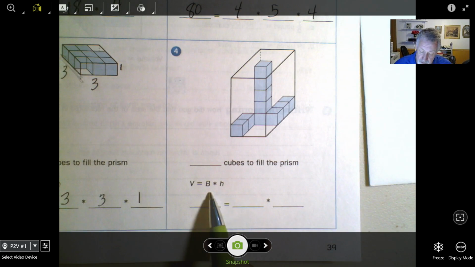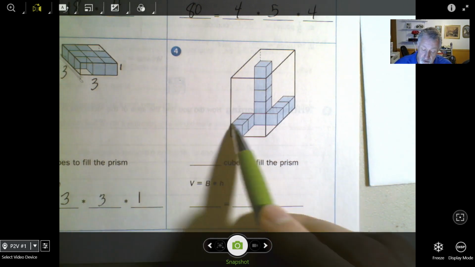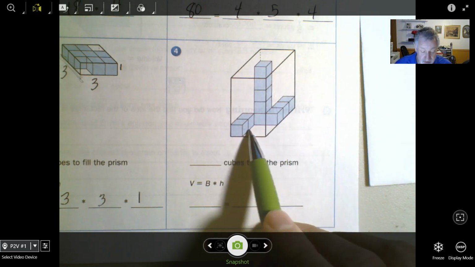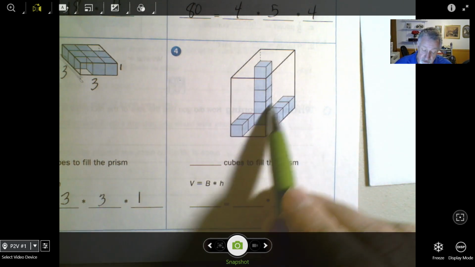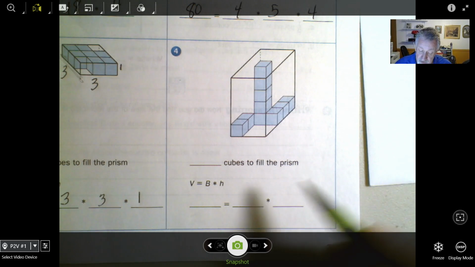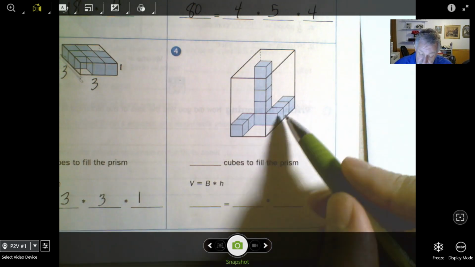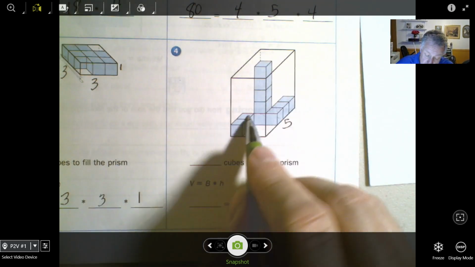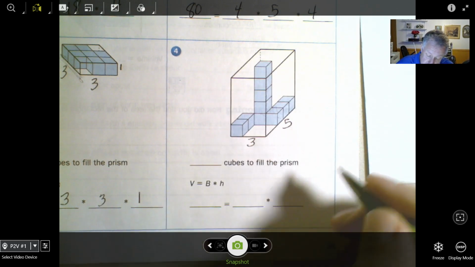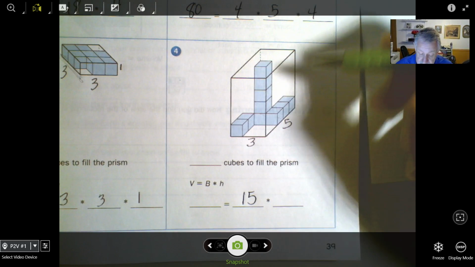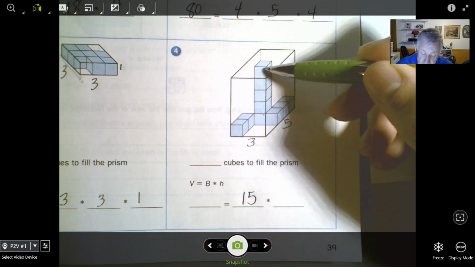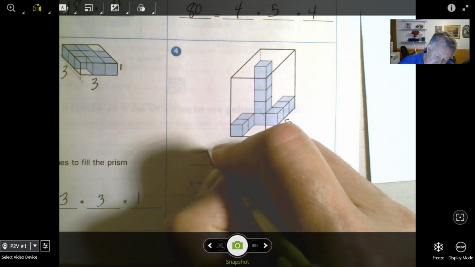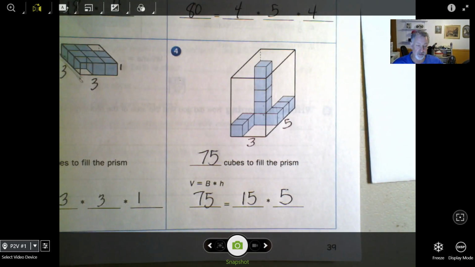Okay, here we are looking to use base times height. So I'm going to have to figure out what that base would be. I'm only going to use 2 measurements, but it doesn't give me a completed base. So I'm going to use this bottom layer, see if I can figure out what that is, to use that for my base number. And it looks like it's 1, 2, 3, 4, 5 by 1, 2, 3. So my base is 15, 3 by 5, and it has a height of 1, 2, 3, 4, 5. And 15 times 5 is 75, so 75 cubes to fill the prism.